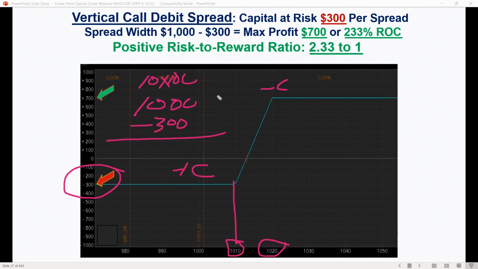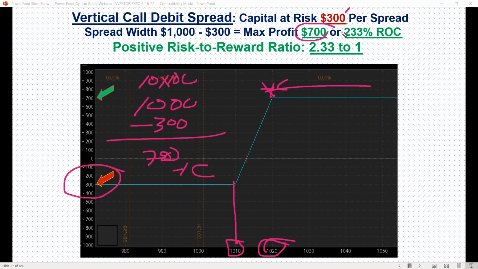So then your potential profit is the difference, which would be 700. So that would be your maximum profit if at expiration. Only at expiration would you get the max. So at expiration, if it closes at 1020 or above, you're going to keep $700, and that on your risk of 300 is a 233% return on that capital at risk.